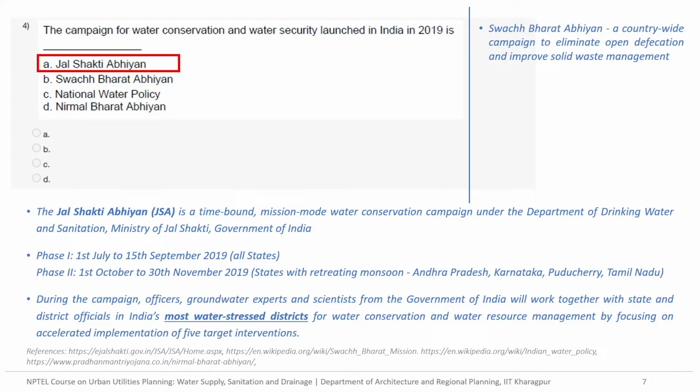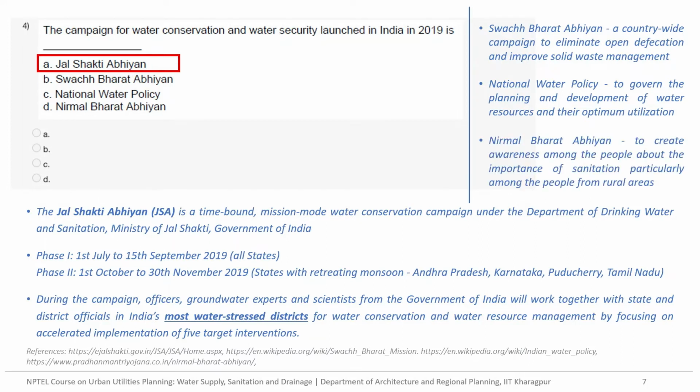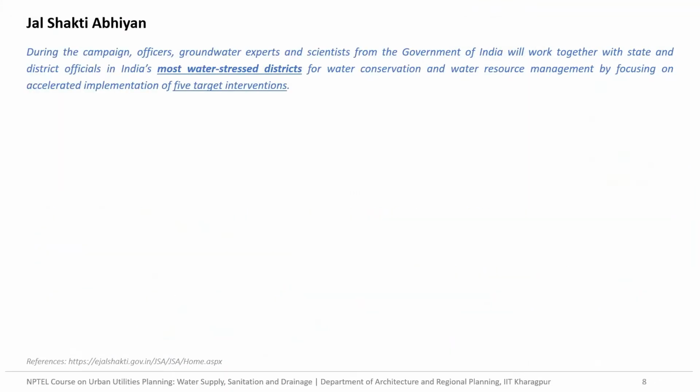So, taking a look at what the other schemes are, Swachh Bharat Abhiyan is essentially a countrywide campaign to eliminate open defecation and improve solid waste management. The national water policy is a policy by the Government of India to govern the planning and development of water resources and their optimum utilization. Nirmal Bharat Abhiyan is a scheme to create awareness among the people about the importance of sanitation, particularly among people from rural areas. So, delving a little more into Jal Shakti Abhiyan.